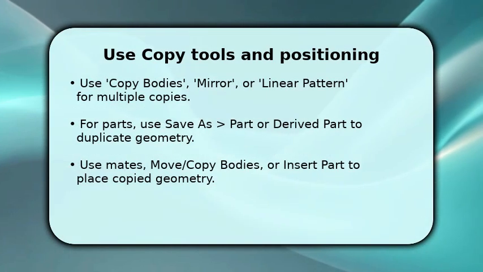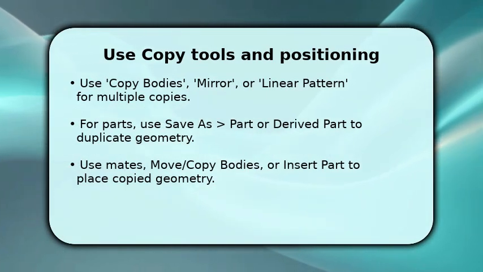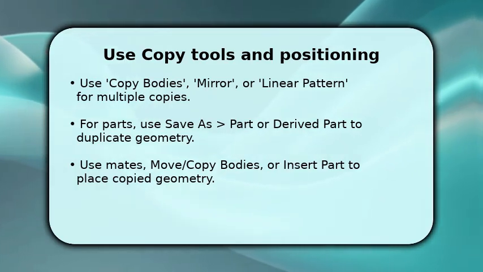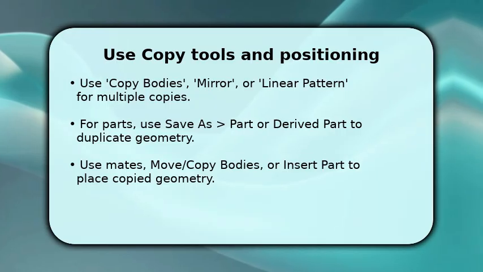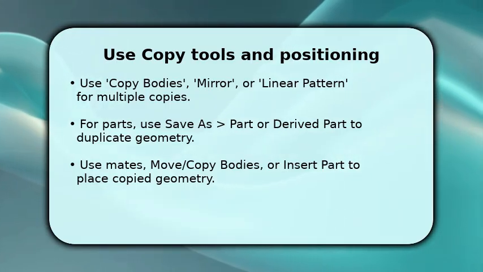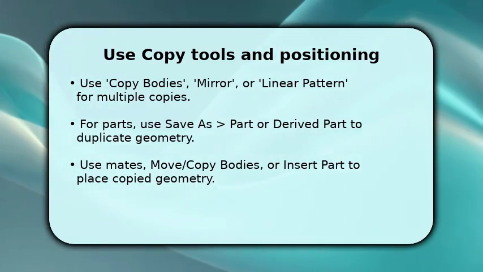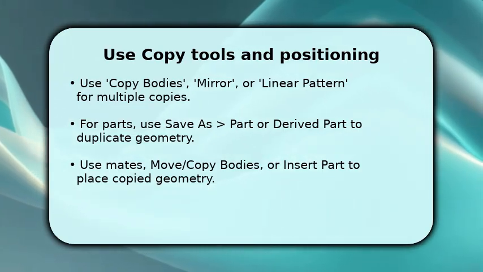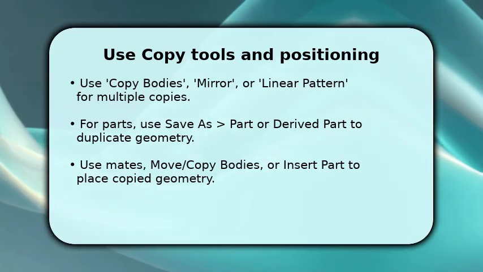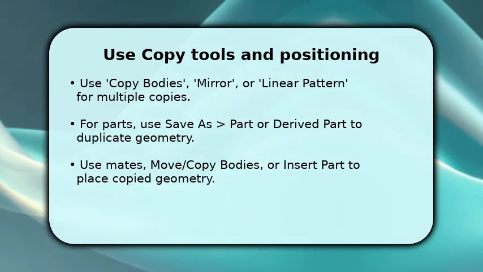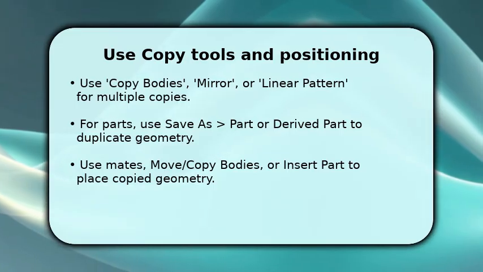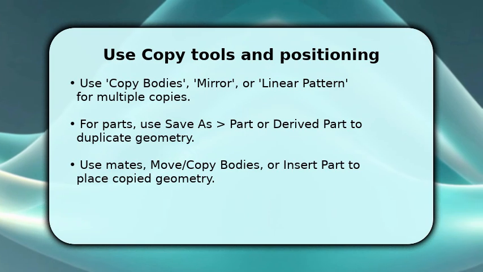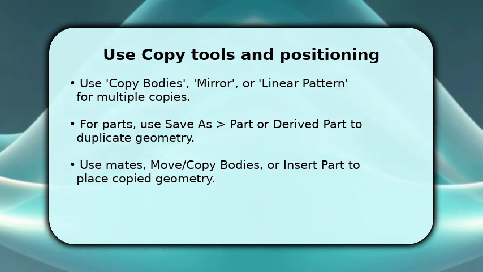Now you perform the actual copy and control placement. If copying features within a part, use copy/paste or copy bodies and choose options like keep features or break link. For whole parts, use save as part or create a derived part to maintain or sever relationships. To position copies, use move/copy bodies, mates in an assembly, or mirror and pattern tools for repetitive placement. Make sure to pick correct reference geometry. Precise references keep dimensions and relations intact when you position the new copy.